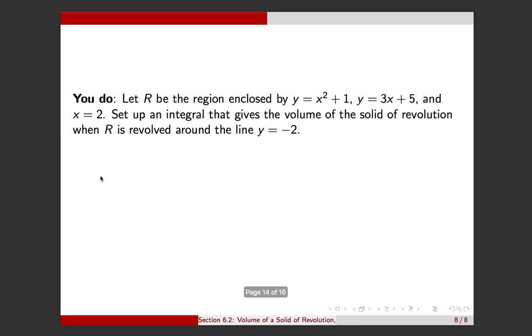Okay, so I want to conclude here by having you try one more example. So you try this. Let R be the region enclosed by x squared plus 1, 3x plus 5, and x equals 2. Set up an integral, so don't bother computing at this time. So just set it up. That gives the volume of the solid of revolution when R is revolved around the line y equals -2. So pause the video and think about that for a minute.